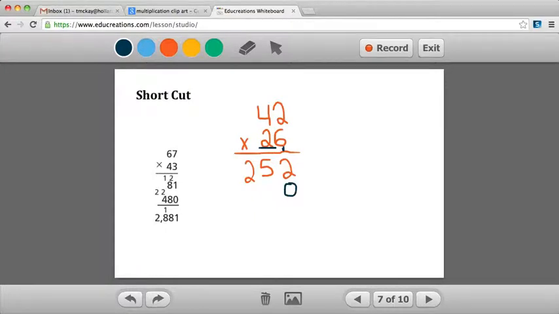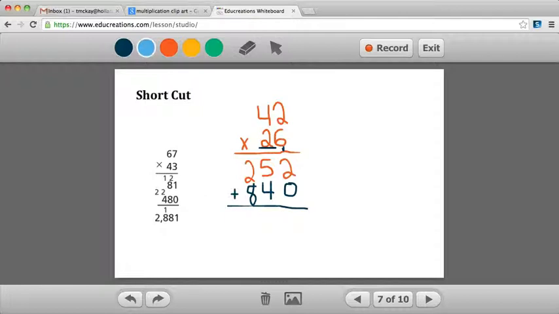2, and then step 4. Step 3 would be dropping your 0. Step 4 is multiplying the 2 tens times the 2 ones. So 2 times 2 is 4. Step 5 would be to multiply the 2 tens times the 4 tens, or the tens by the tens. 2 times 4 is 8. And then we need to add these together for our final step, which is step 6.